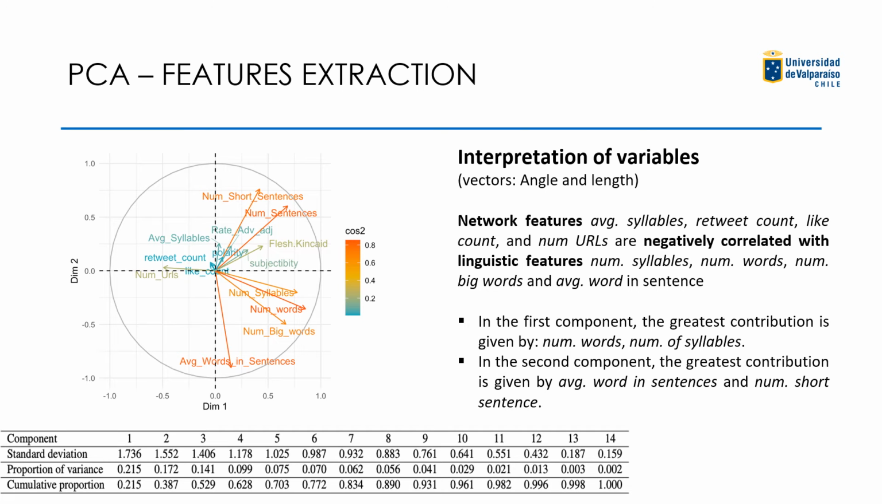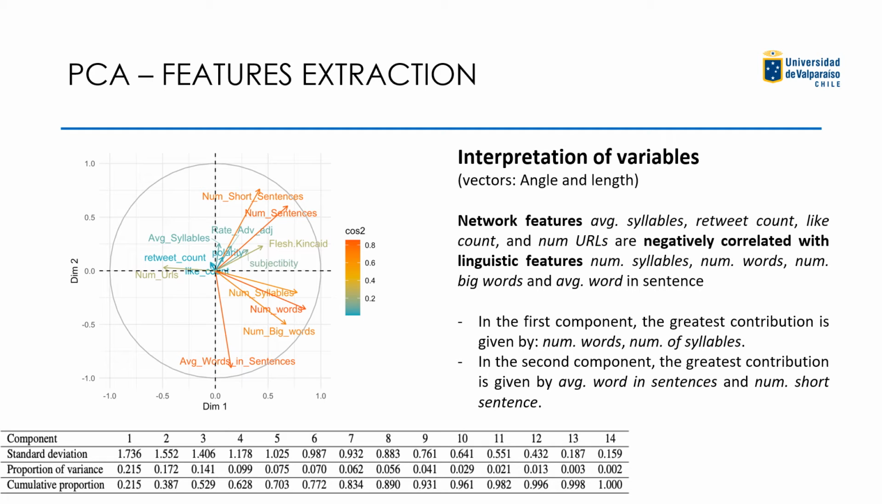For feature extraction, we use principal component analysis, or PCA. This allows obtaining new independent components, which are linear combinations of the original variables. The variables, in this case the linguistic, network, and sentiment features, are standardized before the application of PCA.